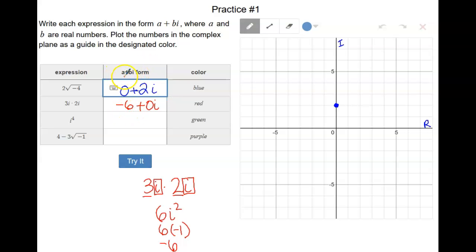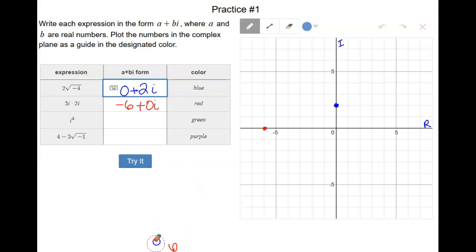So a represents the real portion of the complex number, and bi represents the imaginary part of the complex number. So if we did -6 plus 0i, we would go to -6 on the real axis and then go up or down 0i, which would leave us right on that real axis.